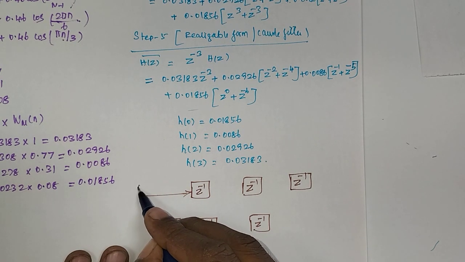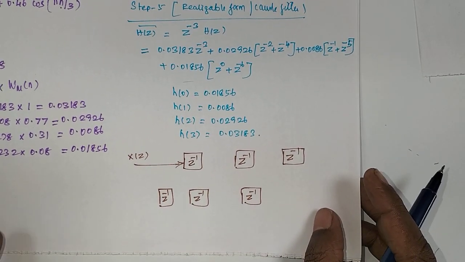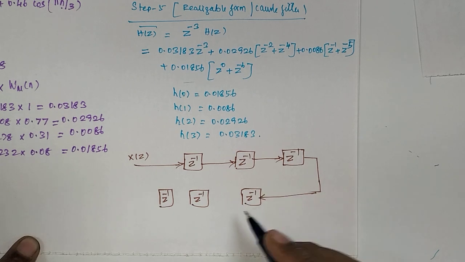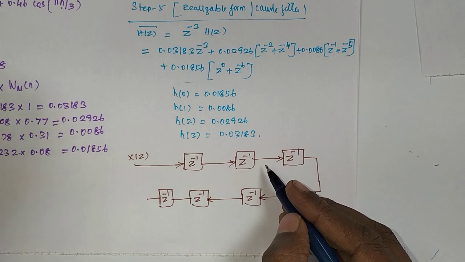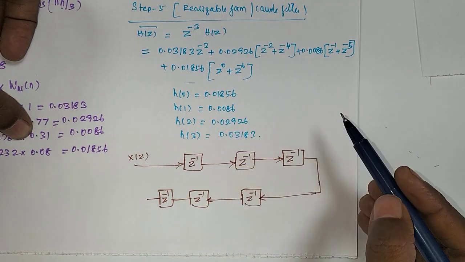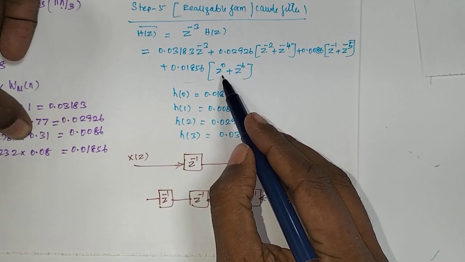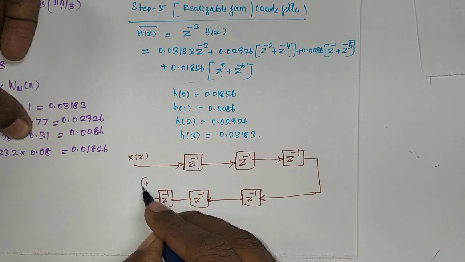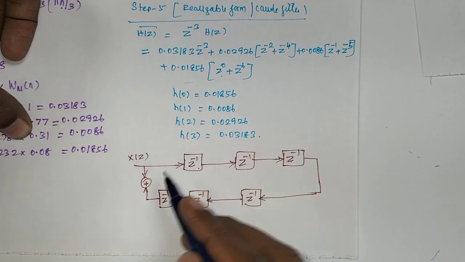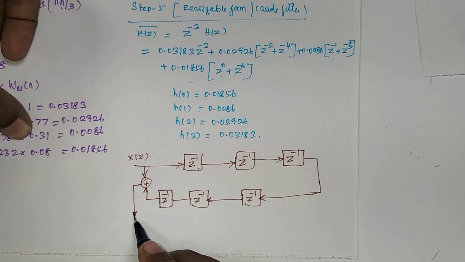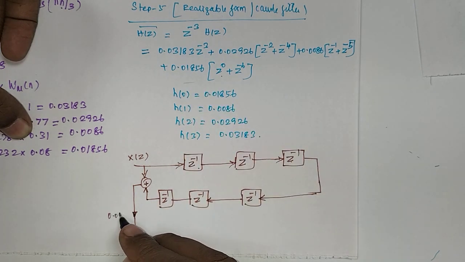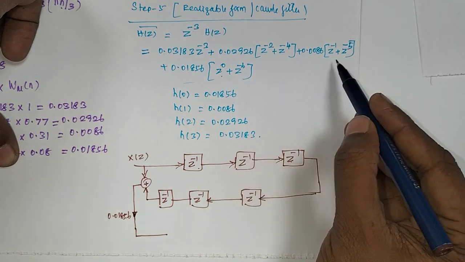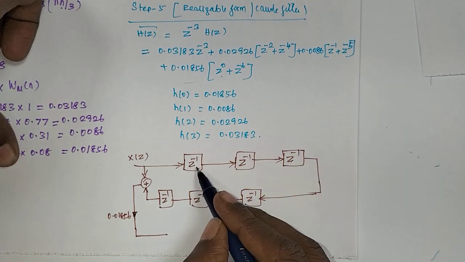The input is X of z. That is, H of z is equal to Y of z by X of z. The transfer function is like this. The flow is like this. We just go by it in the reverse order, z power 0 plus z power minus 6. This is z power 0 and z power minus 6, 1, 2, 3, 4, 5, 6. Just add these, add z power 0 with the filter coefficient, what is the filter coefficient for this? 0.01856. Okay, next one is z power minus 1 plus z power minus 5.